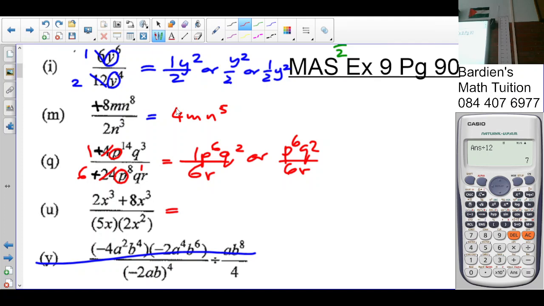What will the next one be? 1. You only, who got 1? 1 is correct. How do you get 1? Not the O, it's an X. So we add this first. So what do we get? We can add the numerators. So that's going to give us 10x cubed over 5x times 2x squared. 10x cubed.